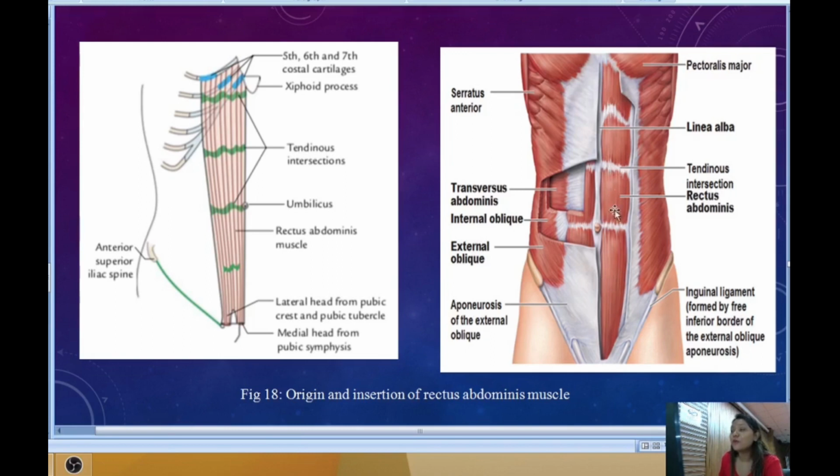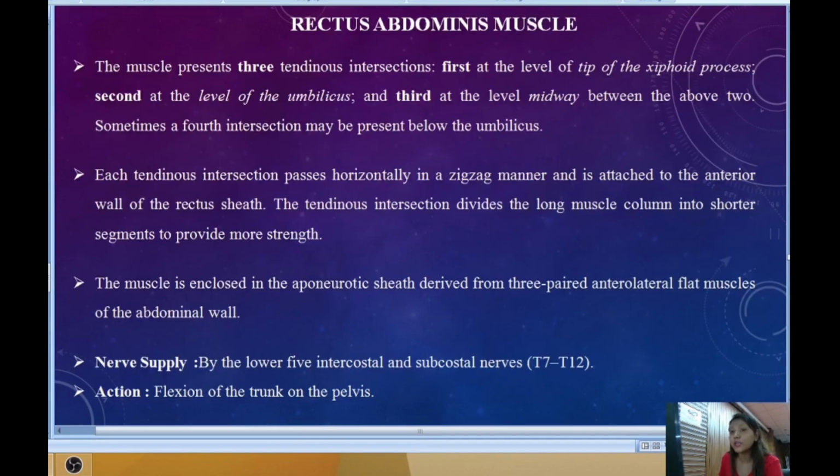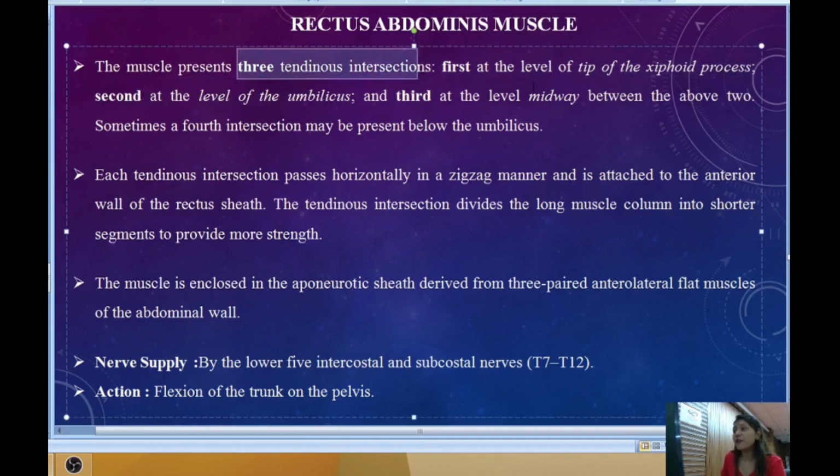Okay, so we are talking about the 8 packs, we are talking about the 6 packs. Why do the packs occur? Because of the tendinous intersections. This white thing you can see, no? These are the tendinous intersections which convert the rectus muscle into the 8 packs, 6 packs. The muscle presents 3 tendinous intersections. First at the level of the tip of the xiphoid process, second at the level of the umbilicus, and third at the level midway between the above two.